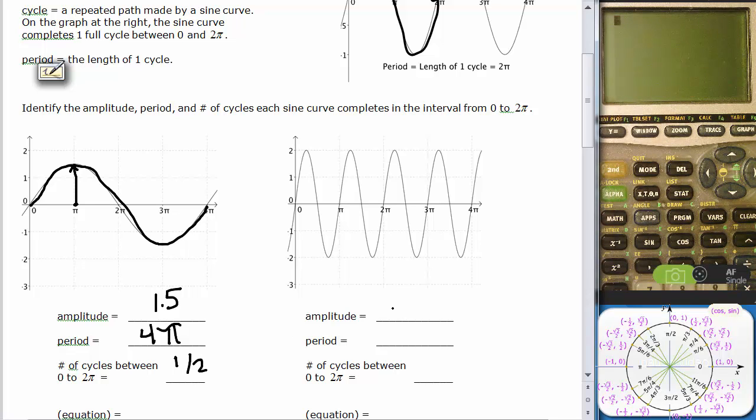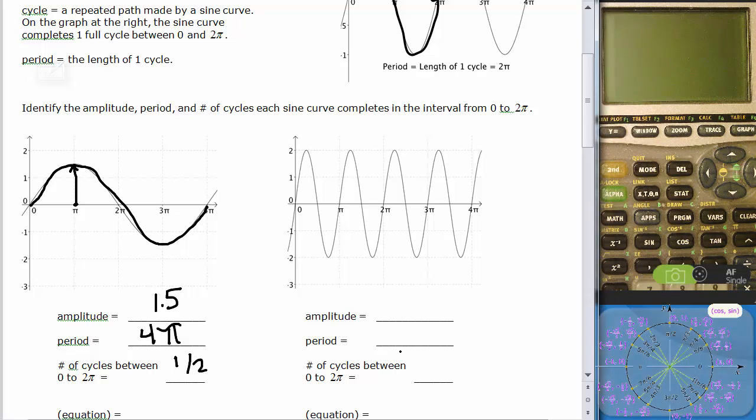What I'd like you to do is find the amplitude, period, and number of cycles for the second graph. Pause the video, we'll see what you get in just a moment.